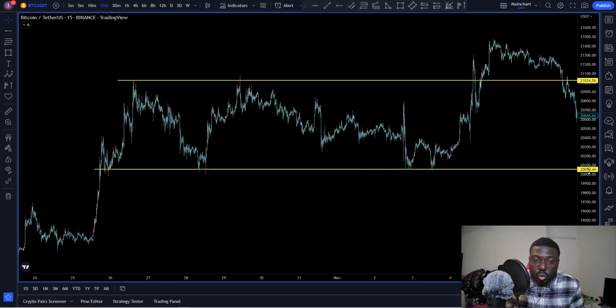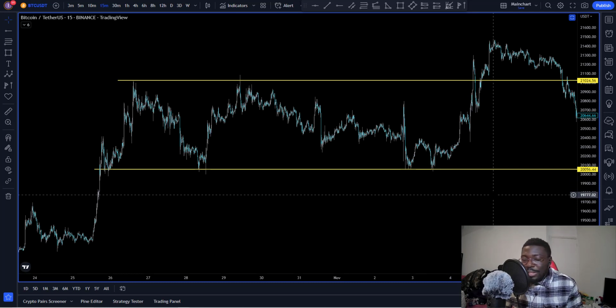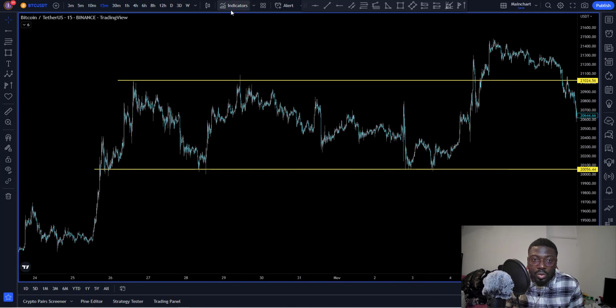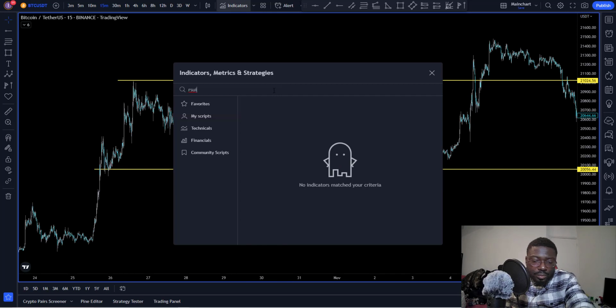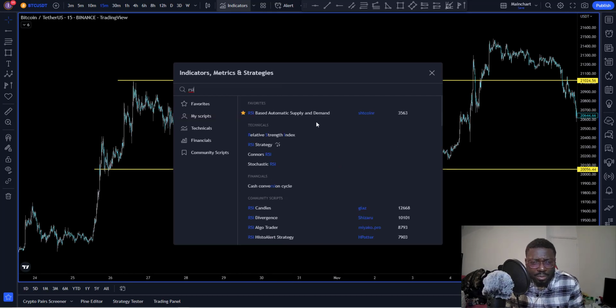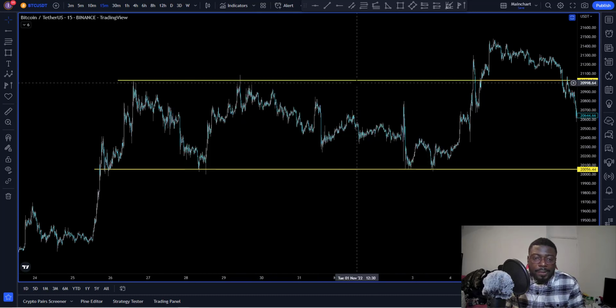Okay. So the swing failure pattern is very effective. The only thing it requires is your patience and confirmation. You need to be patient and confirm using the RSI. You can get RSI by going to your indicator chart on TradingView and typing RSI. This is the relative strength index. You just get the relative strength index and add it on your chart.